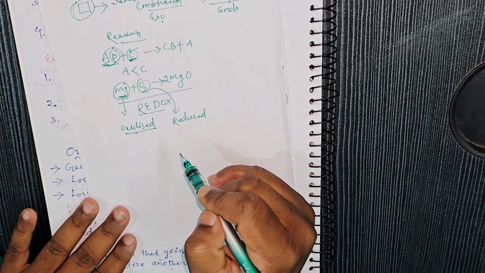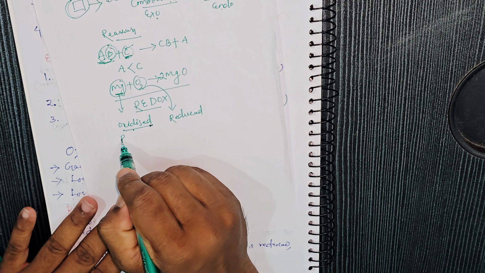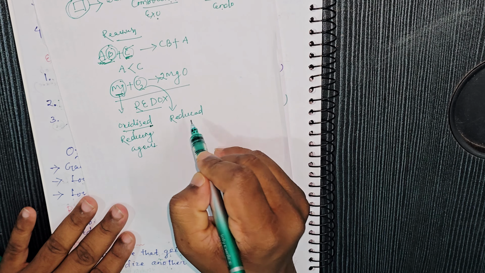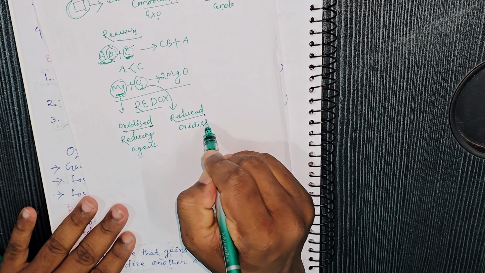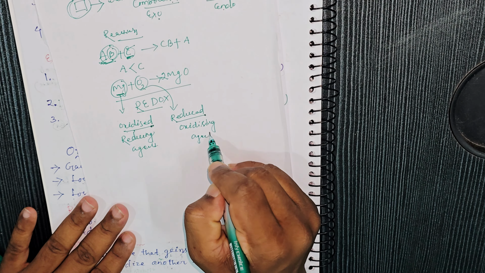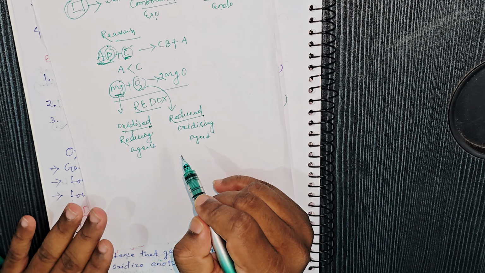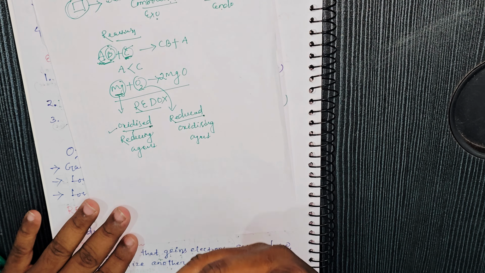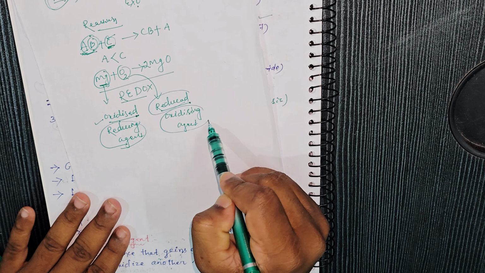And dear student, surprisingly, oxidized means the substance will be your reducing agent. Reducing agent. If anything is getting reduced, that will be your oxidizing agent. Mostly the students are getting confused about this particular segment. Which substance is getting oxidized? They are actually remembering that is the oxidizing agent. No, which substance is getting oxidized? That is your reducing agent. Which is getting reduced? That is your oxidizing agent.